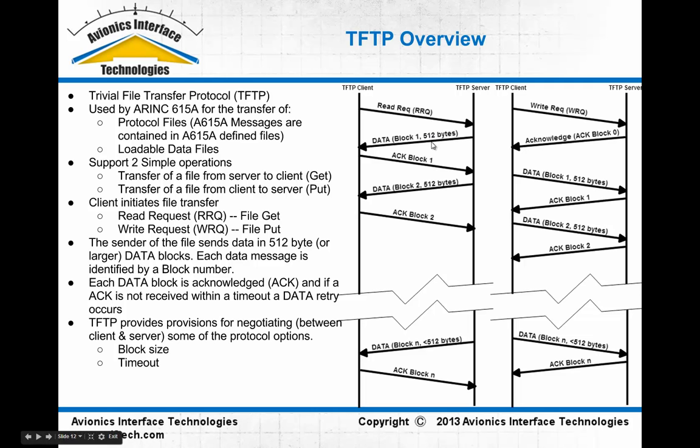By default, the data packets contain 512 byte blocks of the file. And so multiple data and acknowledge packets from the other side are exchanged until all of the file contents are transferred across the network. Each data and acknowledge packet contains, right before the data, a block number, and that is used to correlate which data block is being acknowledged. It's basically used to identify the 512 byte chunks of the file.